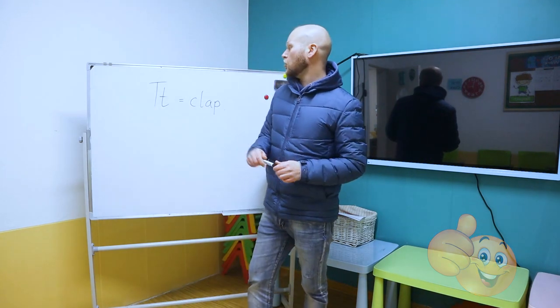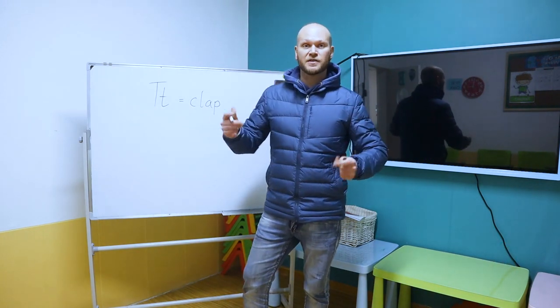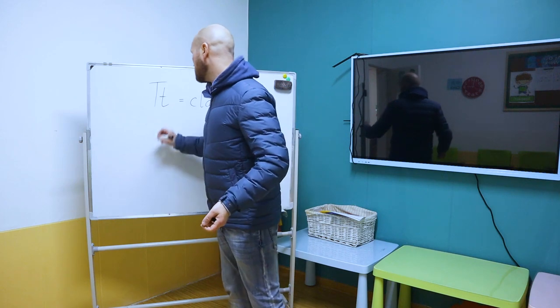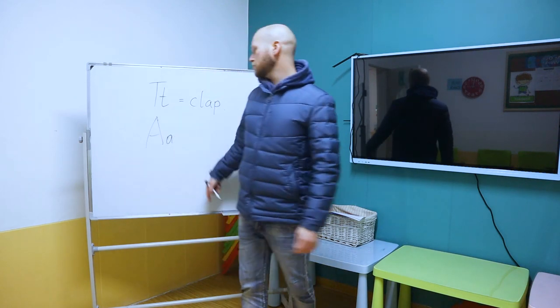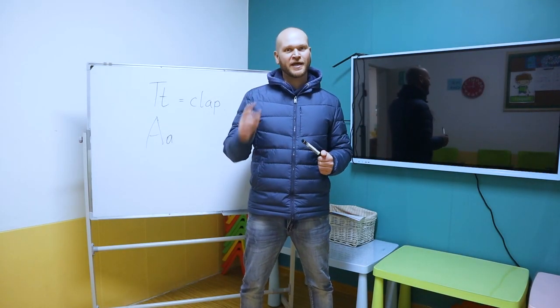Now, to make the game gradually more difficult, all you do is add different letters. So now, T and A also equal clap. Okay, I hope you have fun with this one, guys. Let's take a look at the next game.